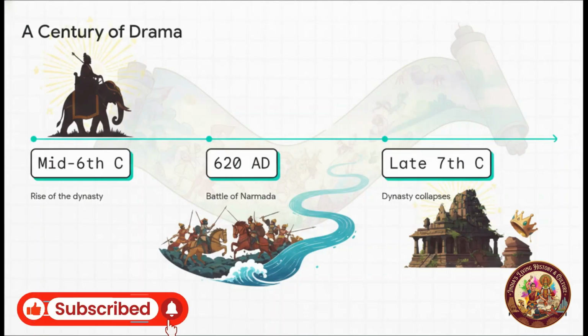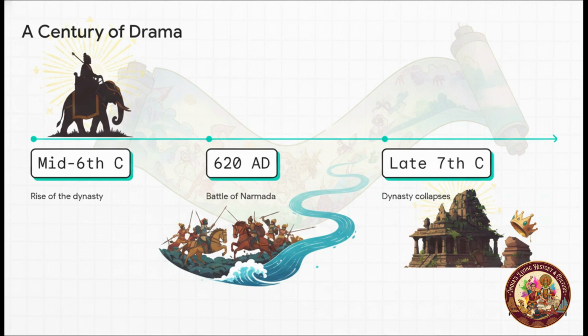To keep us grounded, let's look at the timeline. It's wild to think about, but this entire action-packed historical saga all happened in just one single century. We start right in the mid-6th century with the rise of the Pushyabhuti. Then we'll hit a huge turning point in 620 AD with the Battle of Narmada. And by the end of the century, the whole dynasty completely collapses.